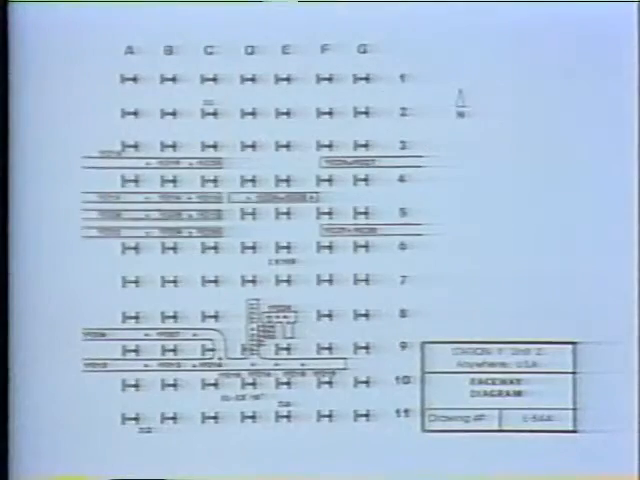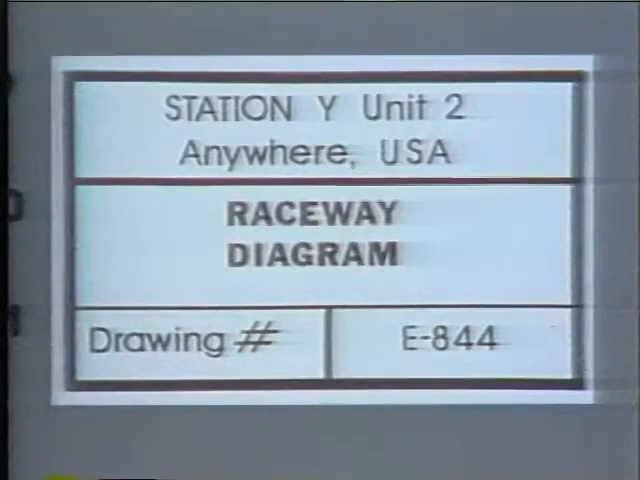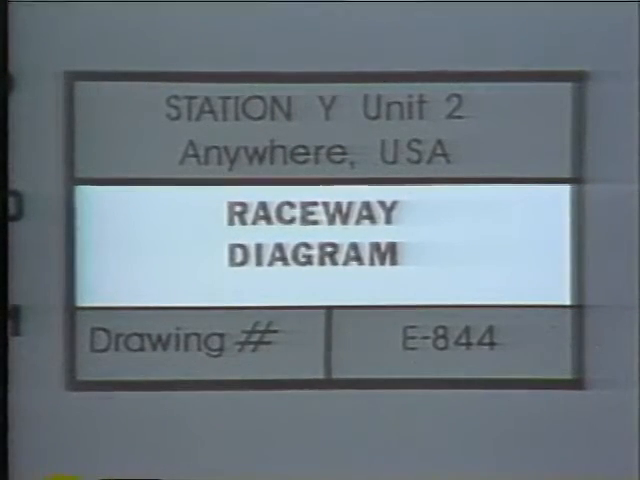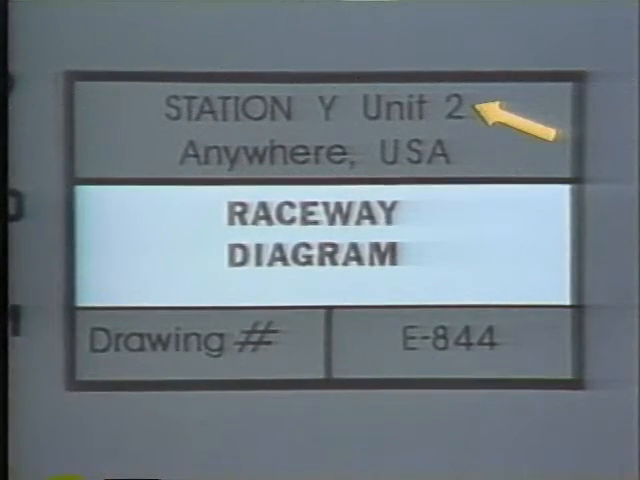Okay, let's look at a Raceway diagram. As we said in the last segment, it does not give us much information. We'll look at the diagram's title block and see what type of diagram we have. Well, according to the title block, it's a Raceway diagram. It also tells us that it's for generating unit number 2.